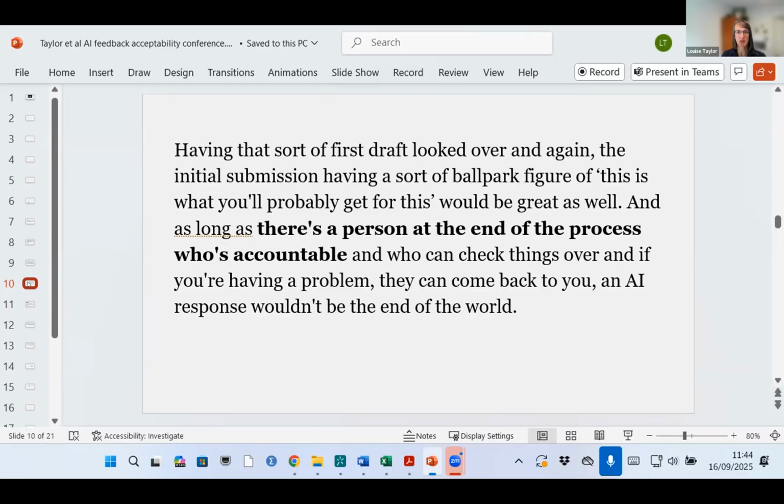They wanted a person at the end of the process who's accountable. So they want us to be there at the end. They want to know that they can check things over with us. If you're having a problem, they can come back to you. But an AI response wouldn't be the end of the world as long as there's this person, this human, their tutor at the end of the process as well, who's accountable, who can support them.